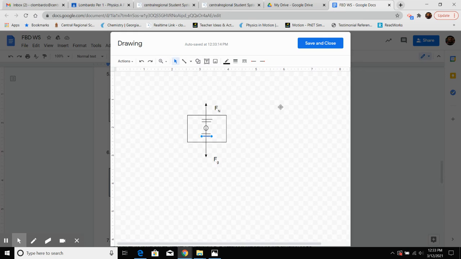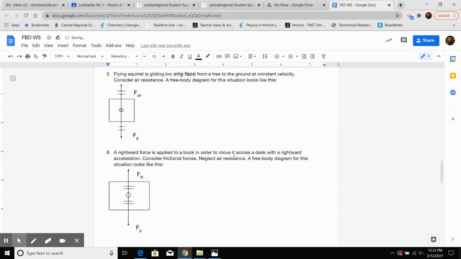All right, so that's telling us that these two dudes are equal. The normal force, gravitational force. Okay. Let's see, can I move this for a second? Let's save and close. What else is going on? There is going to be friction force, and then it also says it's going to have a rightward acceleration.